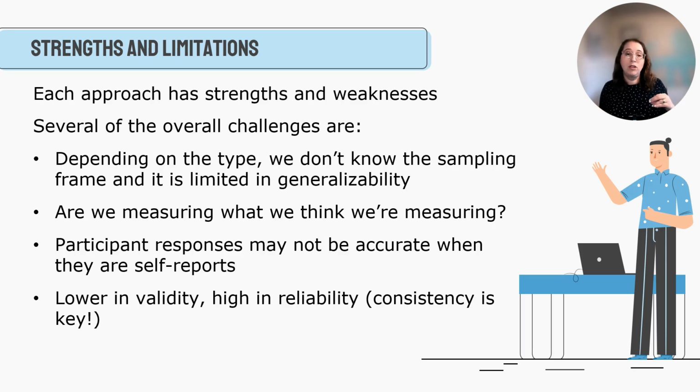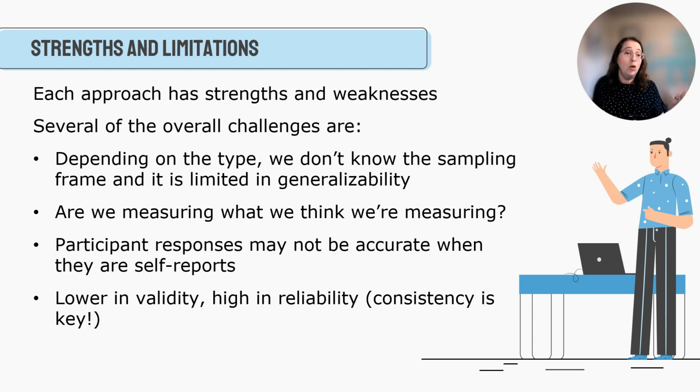Finally, the book talks a lot about the strengths and weaknesses of each. Overall, a challenge related to survey research is that, depending on the type of survey research, we don't always know what the sampling frame looks like, and it's pretty limited in generalizability. We could say, oh, this many Americans feel this way about a topic, but if it was a biased sample or they all came from one socioeconomic group, it may not actually be representative. We may not be measuring what we think we're measuring.